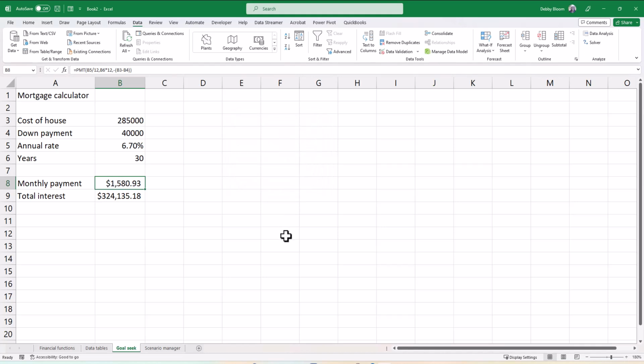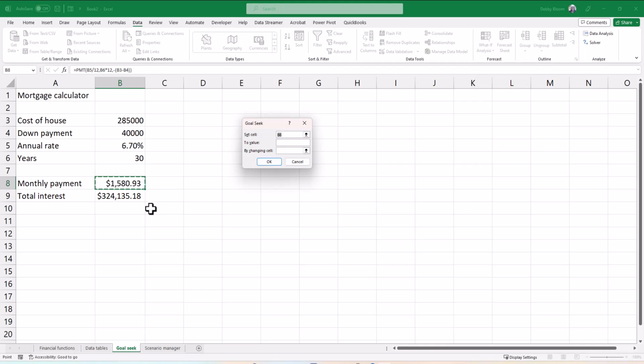Now let's say we're looking at interest of $324,000 and you said, no, I want to go a number of years where I don't pay more than the cost of the house in interest. So I want to make sure I pay less than $285,000 in interest. So this time I won't click on the results cell. Data tab, Forecast group, What If Analysis, and GoalSeek. So this time I want to set the total interest.